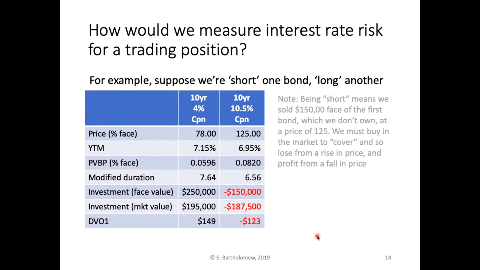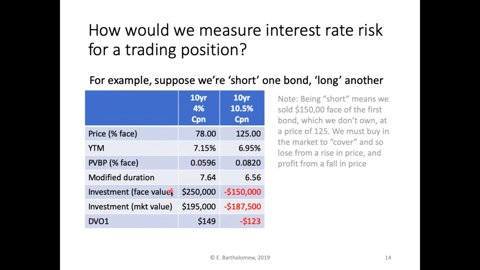So now let's look at a slightly different type of portfolio, one where instead of being only long, we actually short one bond and long another bond. So remember, being short means that we sold rather than bought, and we sold something that we don't own. So that means that we will be harmed by a price rise and benefit from a price fall. So we represent that by showing its face value investment as negative.